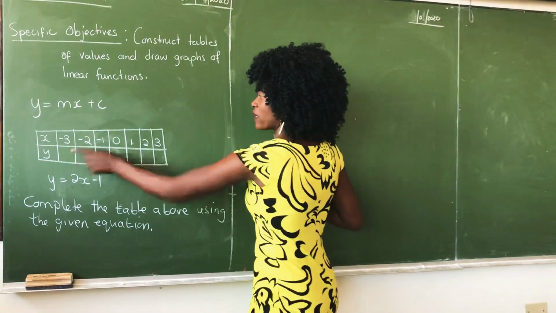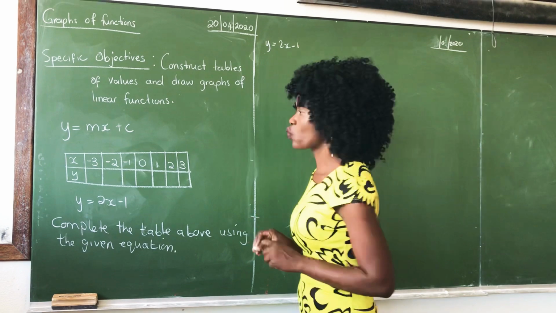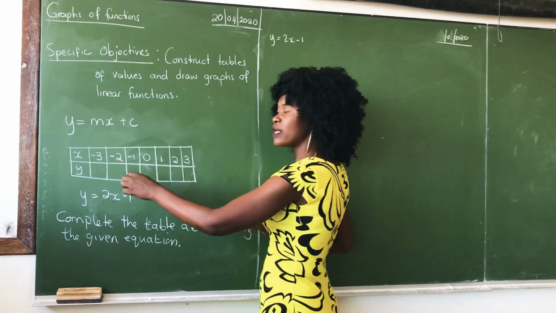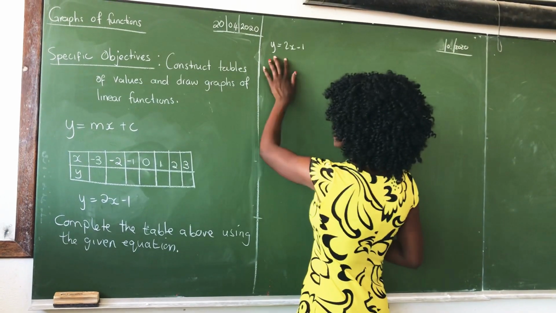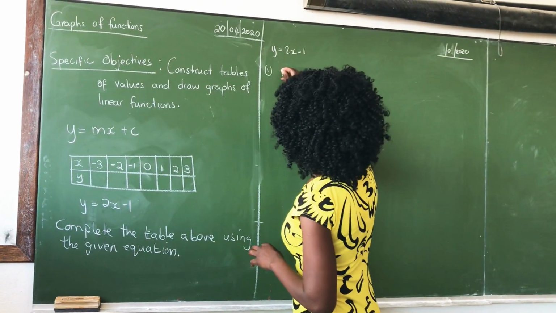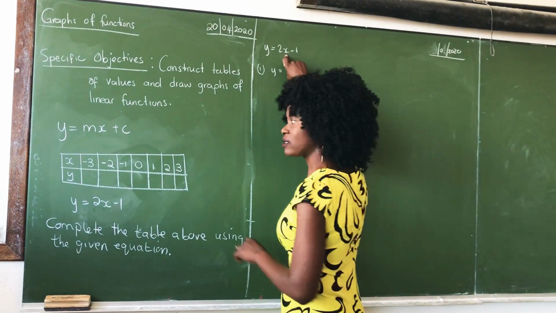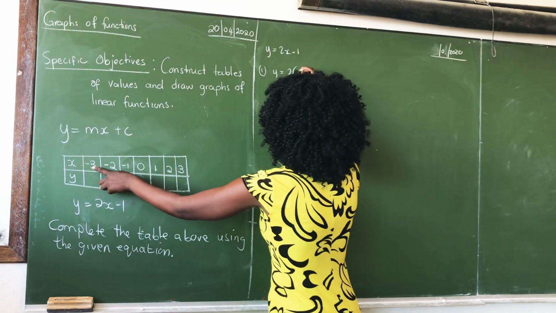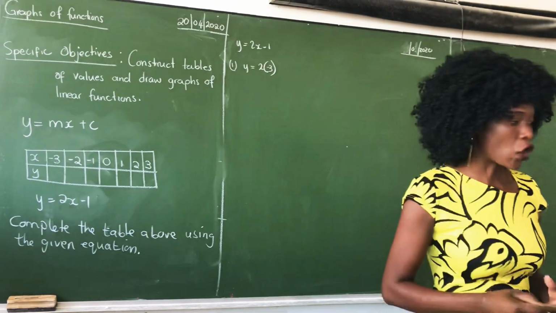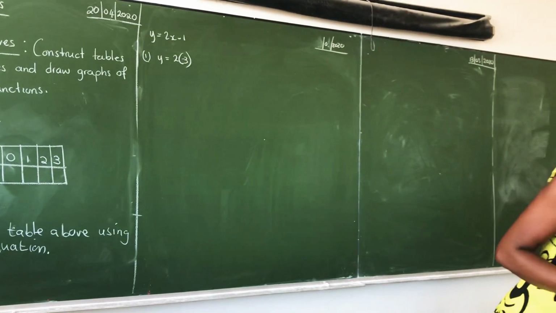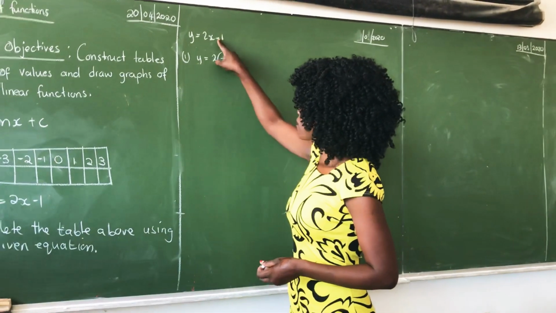So let's start with the first one. The equation is y equals 2x minus 1. What is the value of y when x is -3? Using the given equation, I have y equals 2, and I substitute the value of x with -3. Now you have to always put your -3 in brackets. Because it's a negative number, you must always put it in brackets. Now, y equals 2x minus 1.